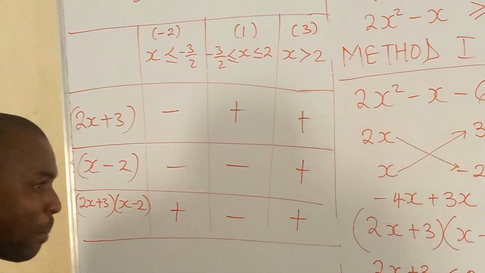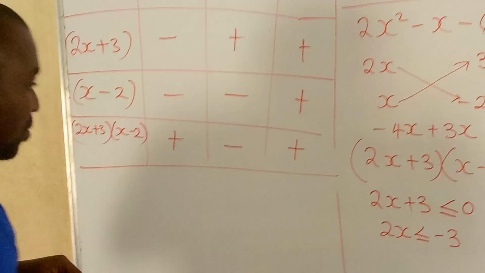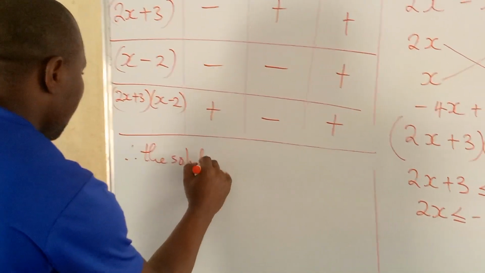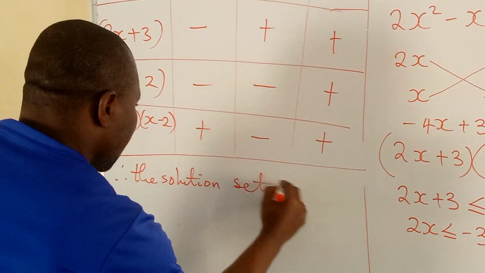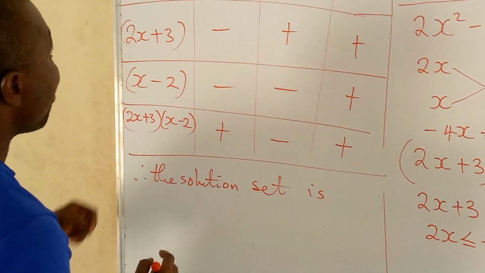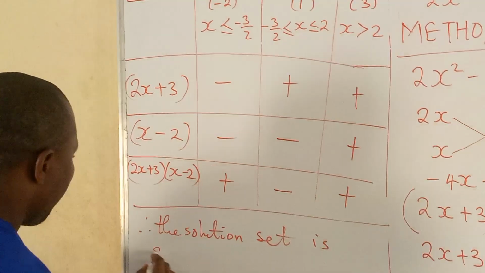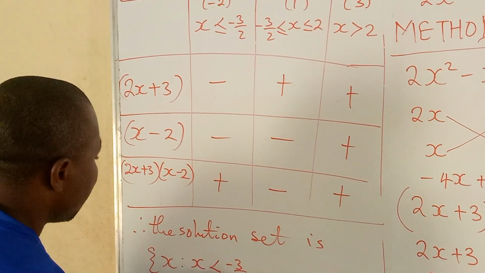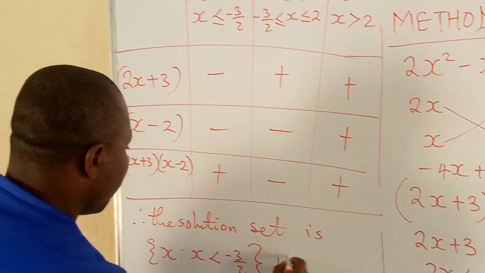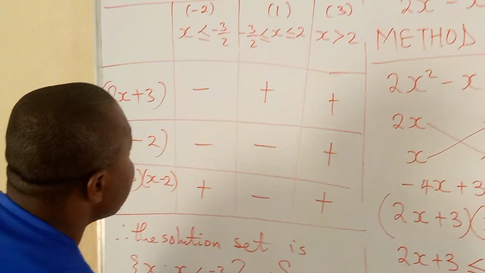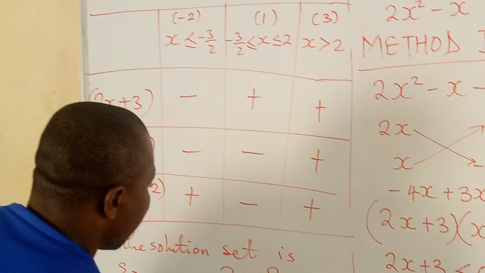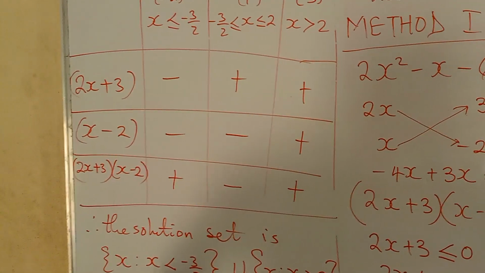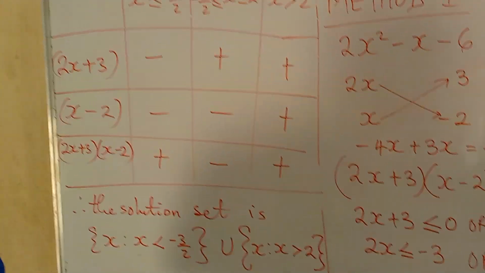Since they are not combined, we cannot use the word and. It therefore means that the solution set is: x is such that x is less than or equal to negative 3 over 2, union, x is such that x is greater than 2. As you can see, we are having the same answer with method 1.